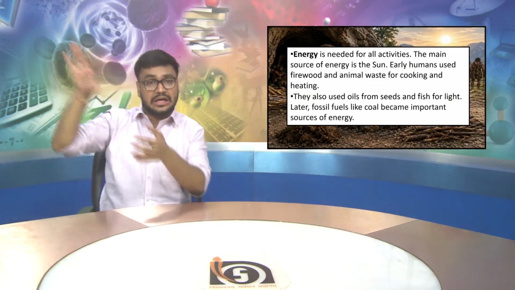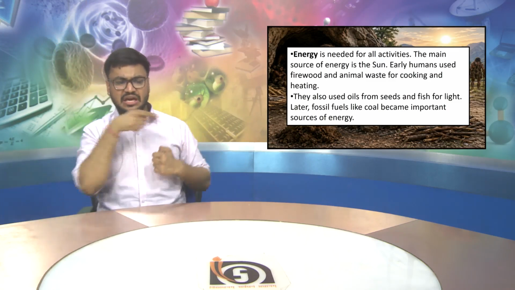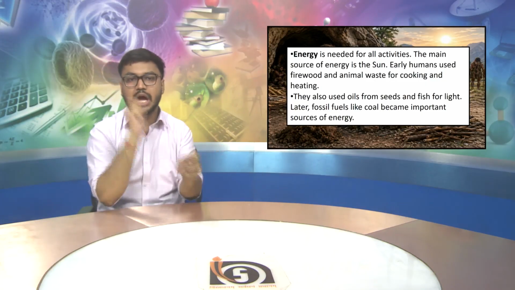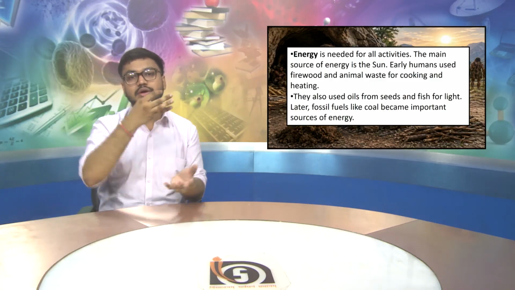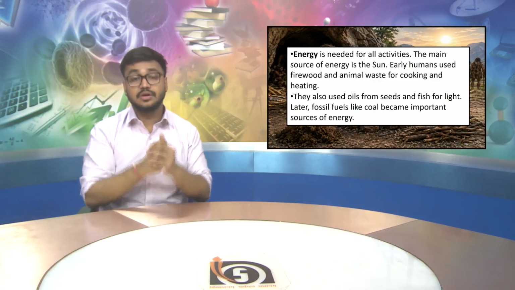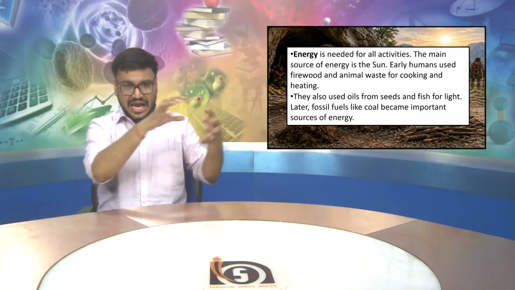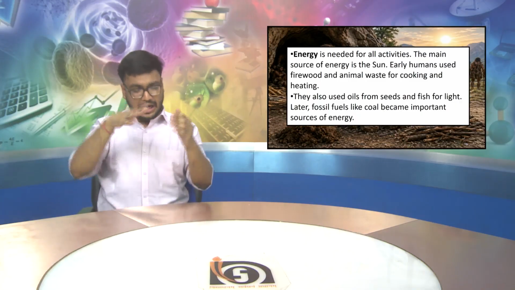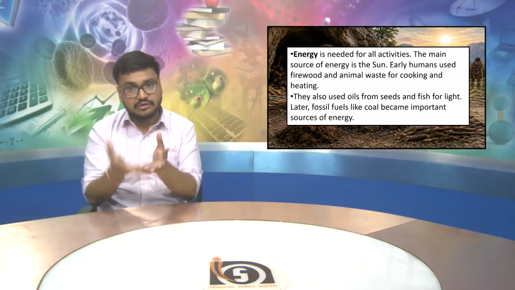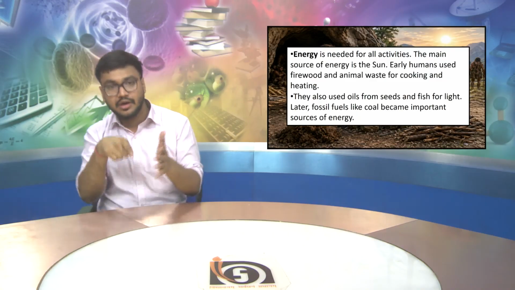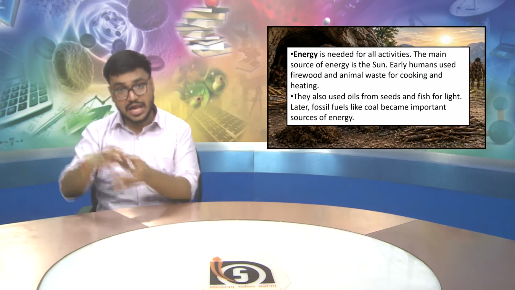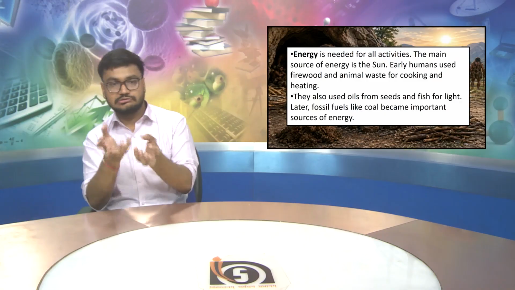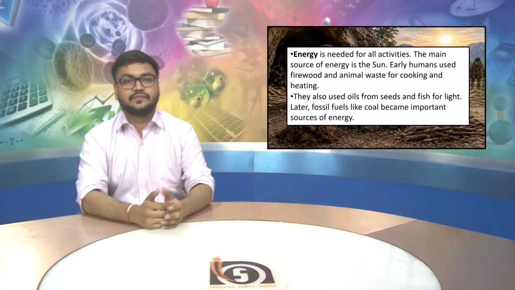Energy is needed for all activity. The main source of energy is the sun. Early humans used firewood and animal waste for cooking and heating. They also used oils from seeds and fish for light. Later, fossil fuels like coal became important sources of energy.